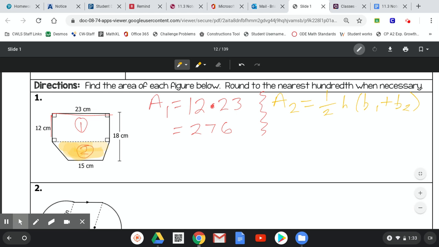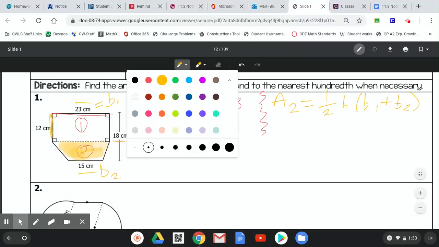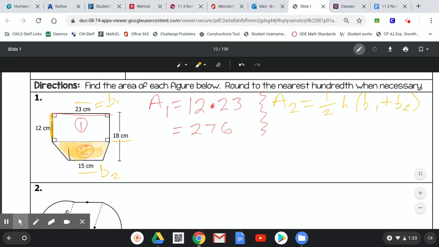So to do this one, we got to figure out, well, we know the two bases are 23 and 15, okay? So those are our two bases, all right? So that's base 1 and base 2. Now to find the height, what we have to do is we know the whole length is 18. We know this part over here is 12. So all we have to do to find the height, which is going to be from here to here, to find that black line right there, we just have to do 18 minus 12, which is 6, okay? So our height here is going to be 6, okay?